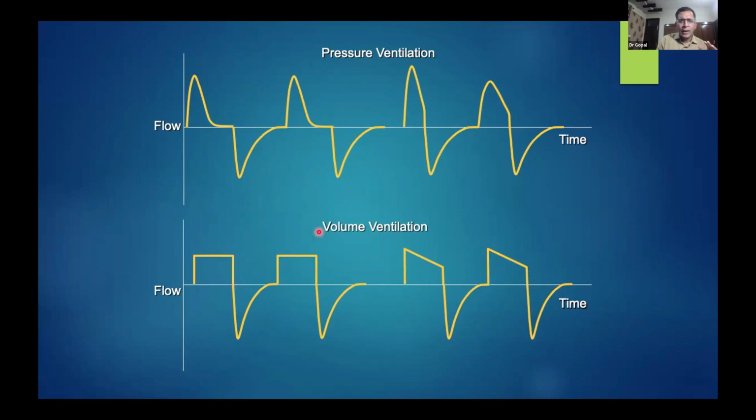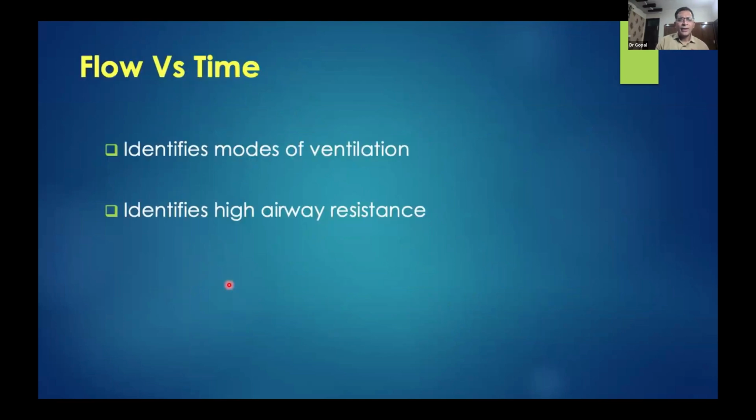In a pressure ventilation, which you can normally do in SIMV or a normal PTV without volume ventilation, the inspiration part of the flow curve will be purely sine waved. It will not be a square wave. It might be ascending, descending, whatever, but it will be a sine wave. And in volume ventilation, the flow time will be purely square wave. But just looking at the flow time graphic, you can say whether you're dealing with pressure ventilation or volume ventilation. Second, very important, you can identify high airway resistance.